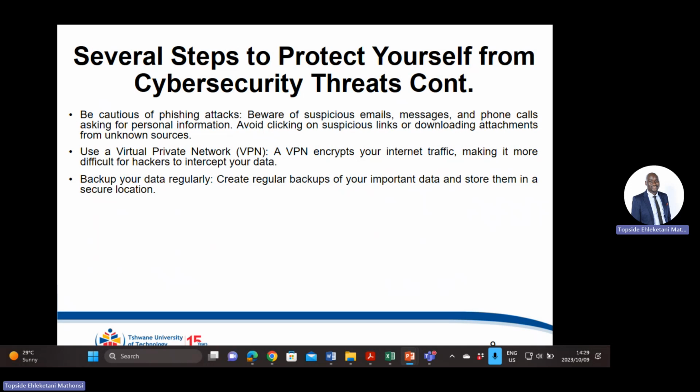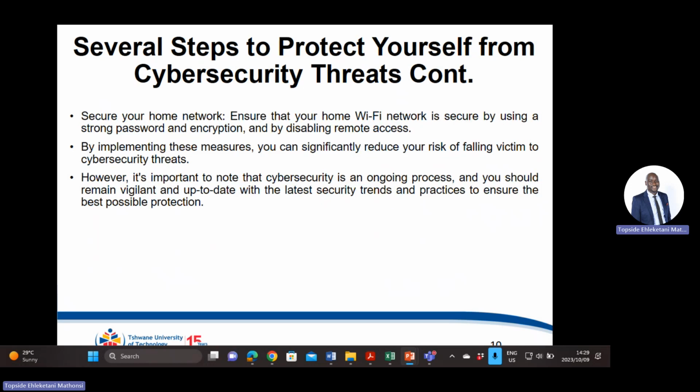So that's very, very important too, to always make sure that you have created the backup and make sure that you update that data regularly so that you can have the latest data stored in a safe location. So that's very, very important.